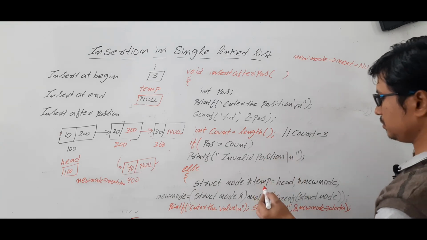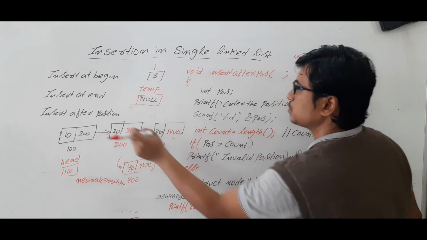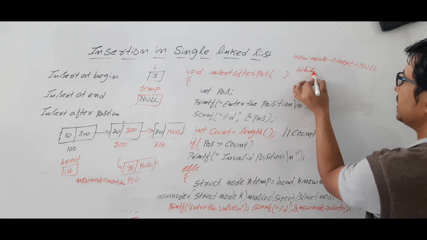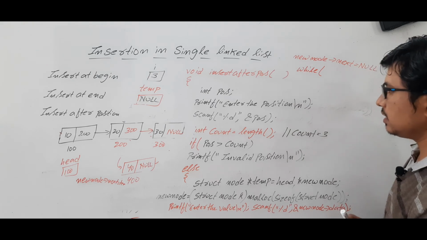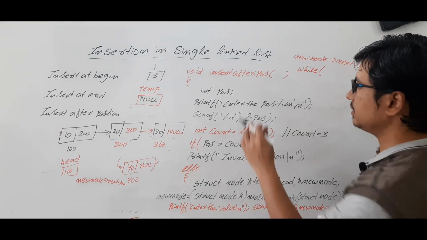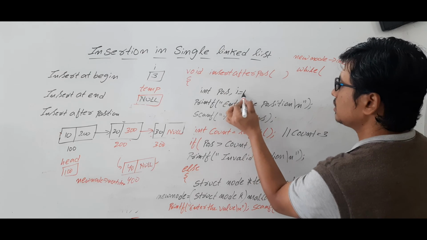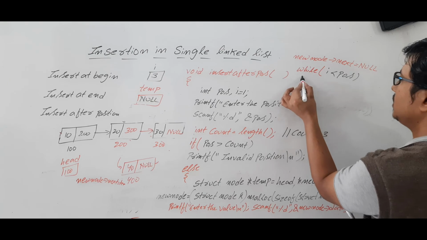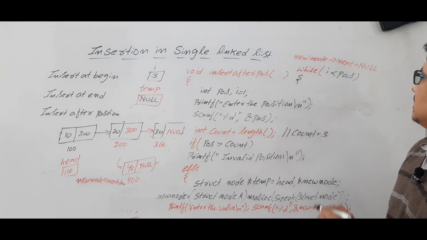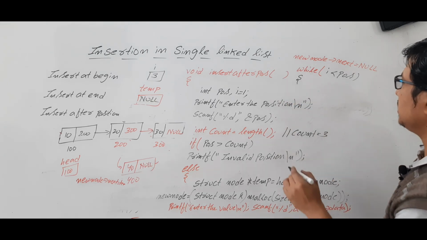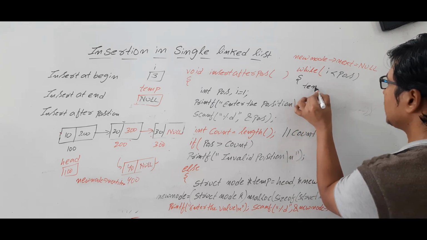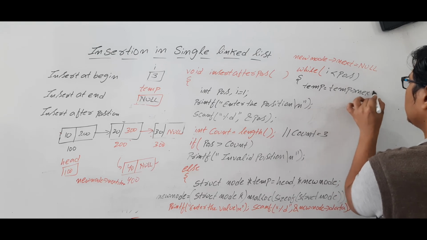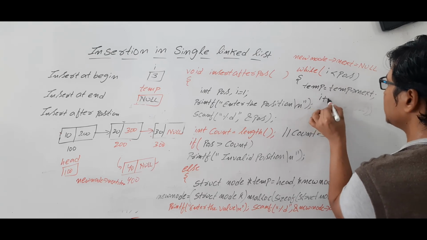Now what you have to do? You have to traverse up to this position. So in the else block only I will declare a variable called i. I will write i = 1; while i < position, temp = temp->next, and then I need to increment the i value.